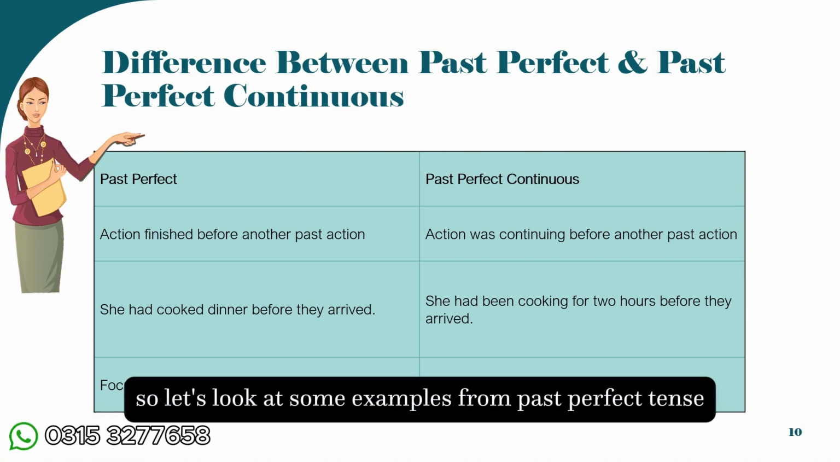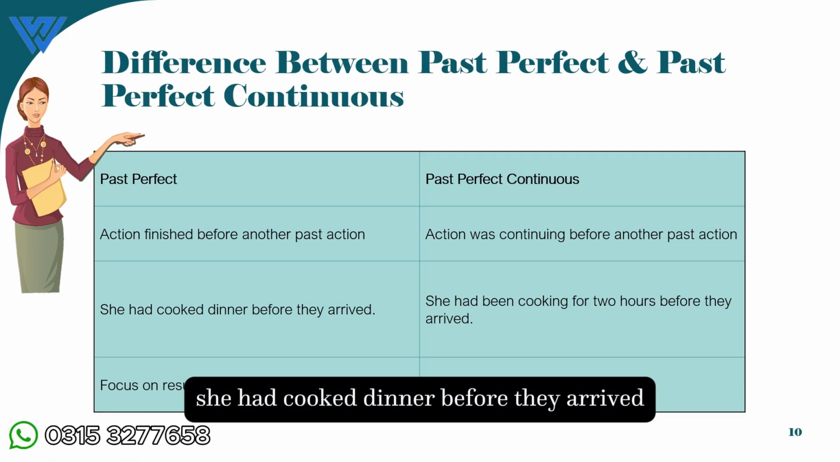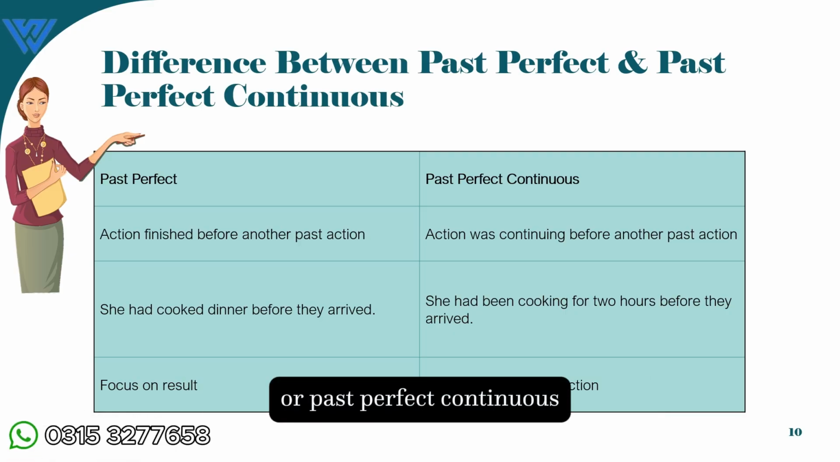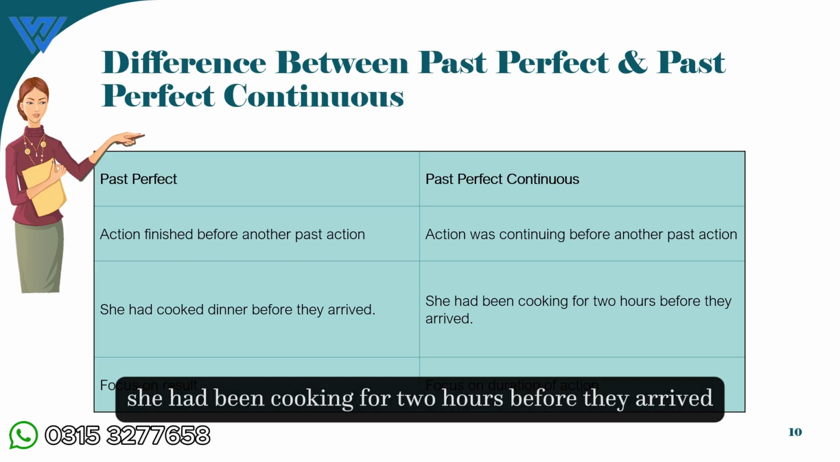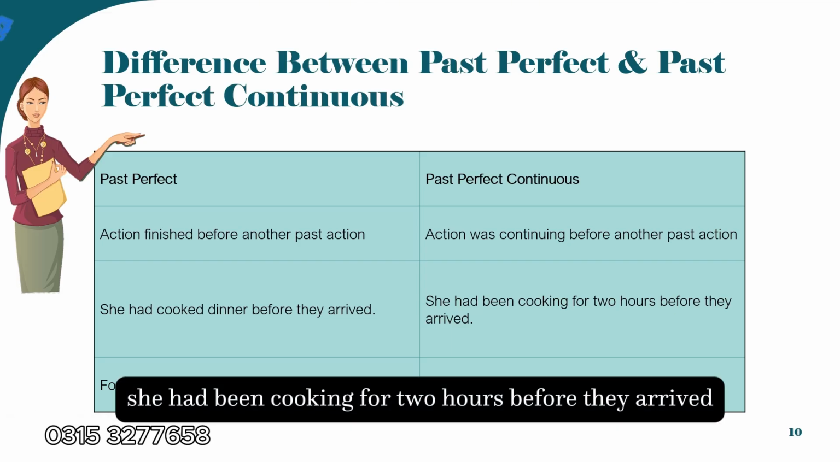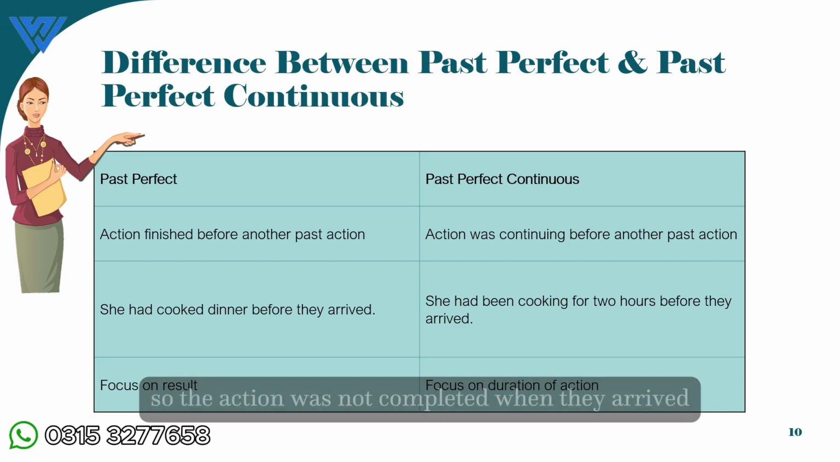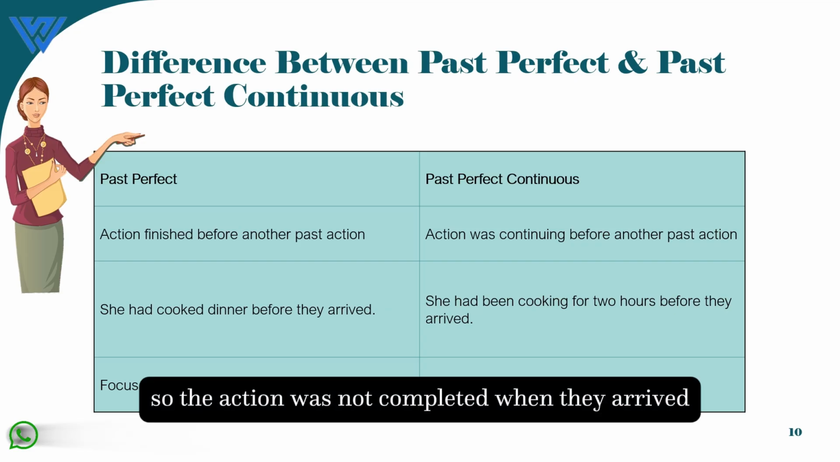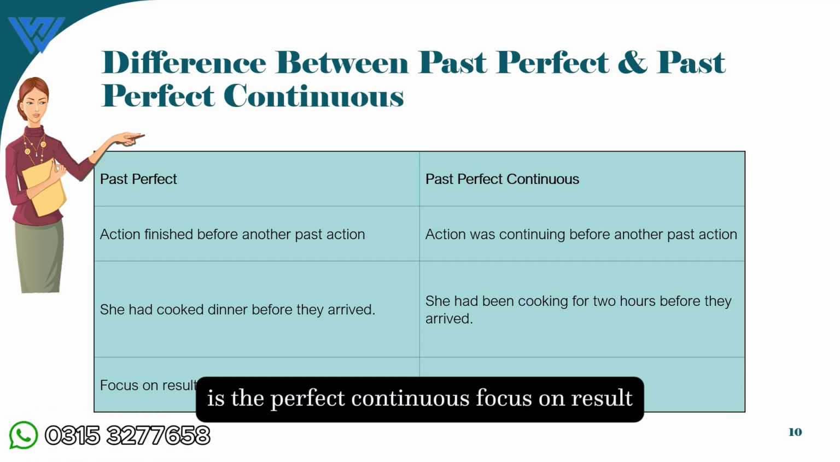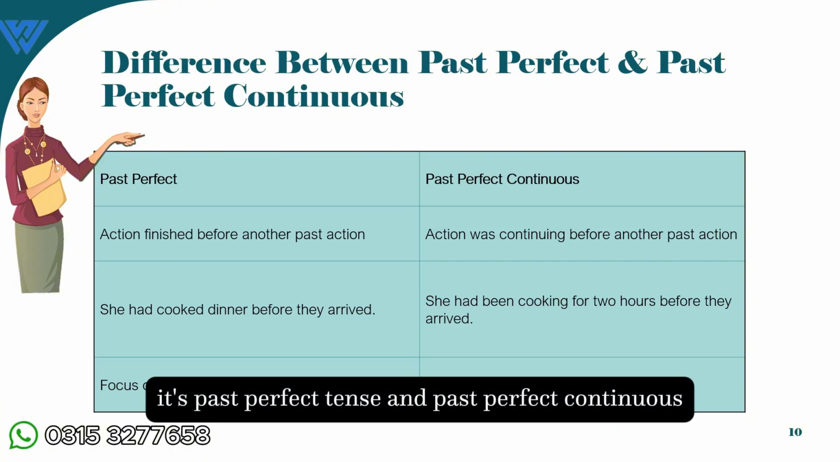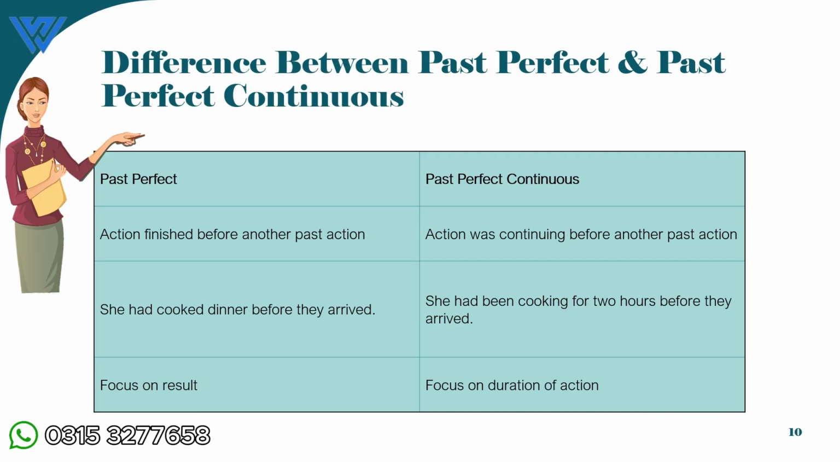So let's look at some examples from past perfect tense. She had cooked dinner before they arrived. और past perfect continuous करना हो तो she had been cooking for 2 hours before they arrived. So the action was not completed when they arrived, इसलिए perfect continuous. Focus on result, it's past perfect tense, and past perfect continuous होगा तो focus on duration of action.